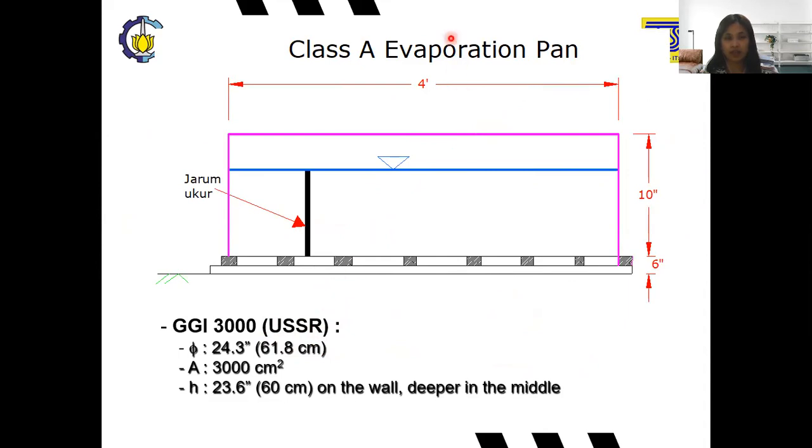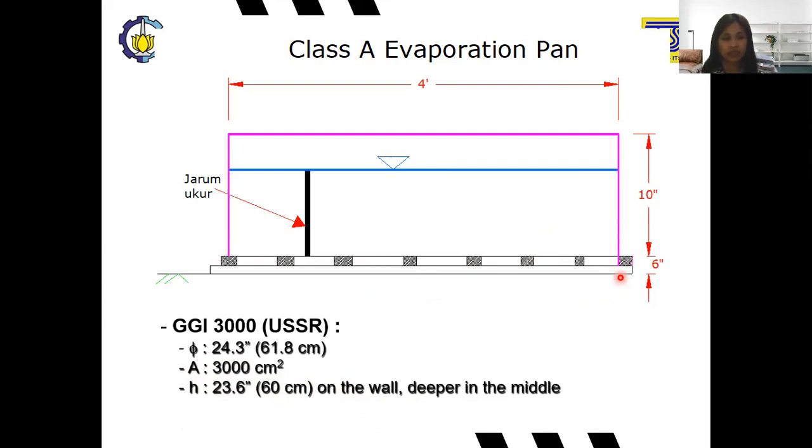So this is the standardized size of the class A evaporation pan, standardized by the United States and the USSR. It has an area of 3,000 centimeters squared, and it has a height of 60 centimeters on the wall, and it is deeper in the middle. So the size depends on the standard that they use, so it can vary.